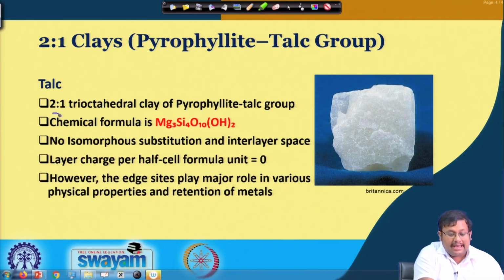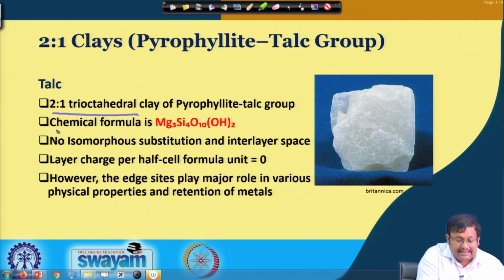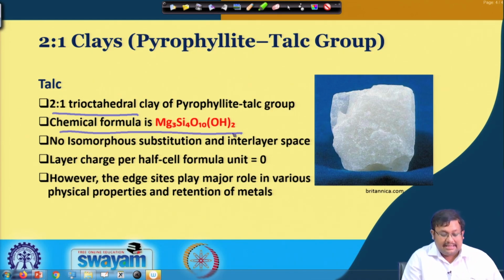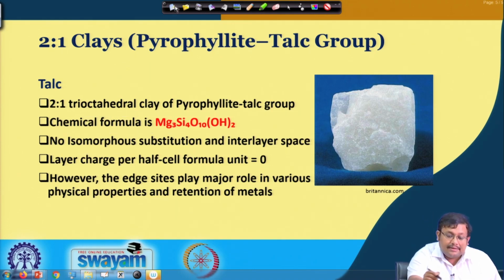So, again it is a trioctahedral clay, that means it has magnesium in its structure. As you can see in this chemical formula, magnesium is present, and it does not show any type of isomorphous substitution, just like pyrophyllite, and the interlayer space has 0 layer charge per half cell formula unit. However, the edge sides may play a major role in various physical properties and retention of materials, just like we have seen in case of pyrophyllite.